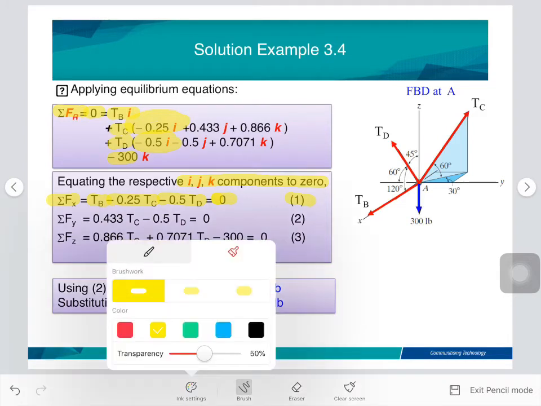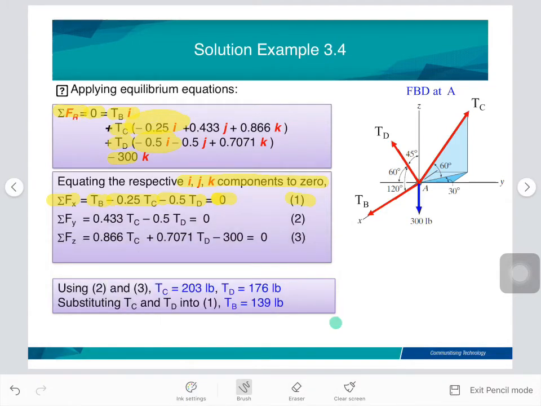Okay. Next, we have J. J means summation Fy. So we need to take only J. So here we have J. So we have 0.433 TC J minus negative 0.5 TD J here is equal to 0. So this is the second equation.